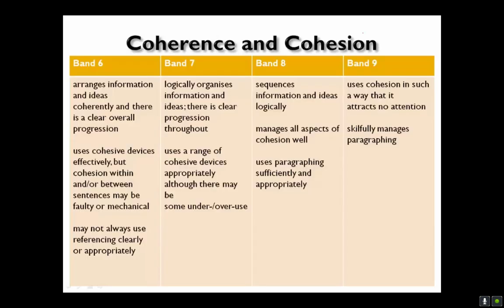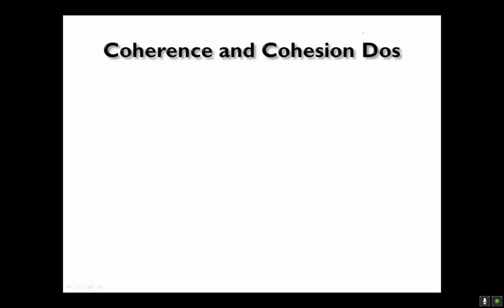So here is the marking criteria for coherence and cohesion. If you want, you can pause the video and have a look at what the official IELTS criteria says. It's probably a better thing just to listen to my do's and don'ts, and then you can come back and look at it. So coherence and cohesion. What does coherence mean? Coherence means that your answer makes sense, that it is logical, that it is easy to read, that it is easy to understand.